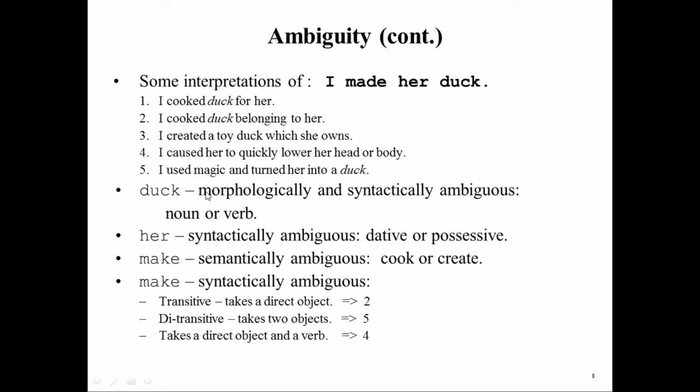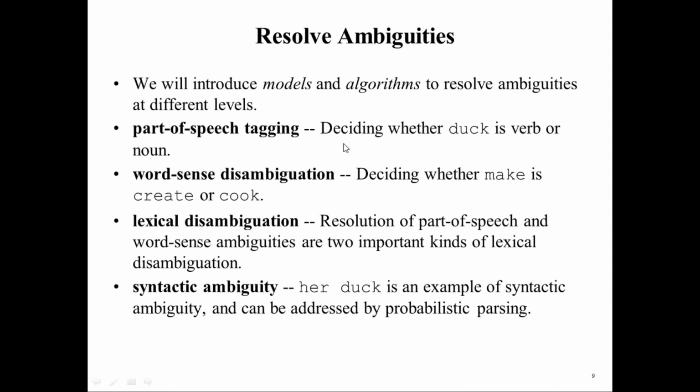So duck is a morphologically and syntactically ambiguous noun or verb. Her is syntactically ambiguous. Make is semantically ambiguous, and make is also syntactically ambiguous. So the total ambiguity in this sentence is very high. The machine must understand the ambiguity present in the given sentence. Hope you understand this. So how to resolve the ambiguities?